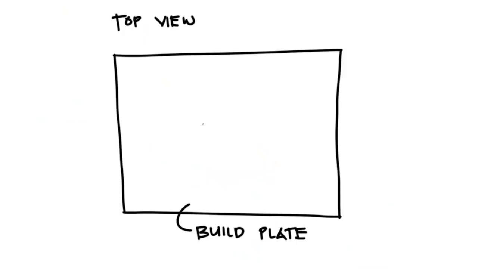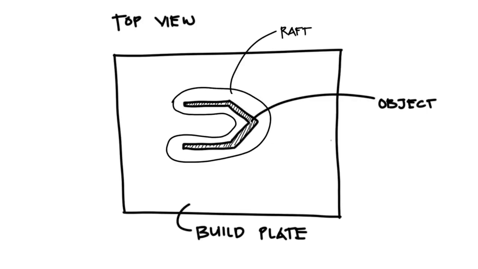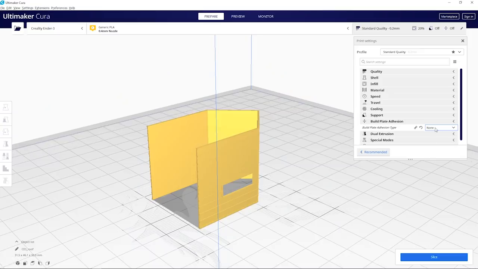Okay, now that we've got our temperatures down, we can move on to our build plate adhesion. What these build plate adhesion options do is provide some platform for your model so that it sticks to the 3D printer bed. There are three main types of build plate adhesion. The most secure type but most time consuming is the raft.